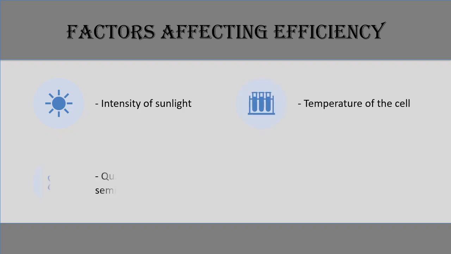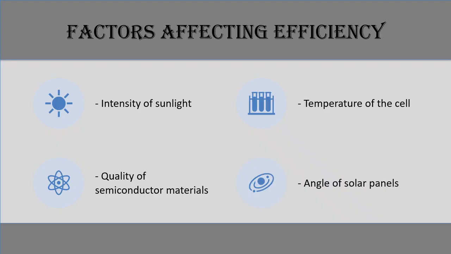Factors affecting efficiency. The efficiency of photovoltaic cells depends on multiple factors including the sunlight's intensity, the temperature of the cells, the semiconductor material's quality, and the installation angle of the solar panels.